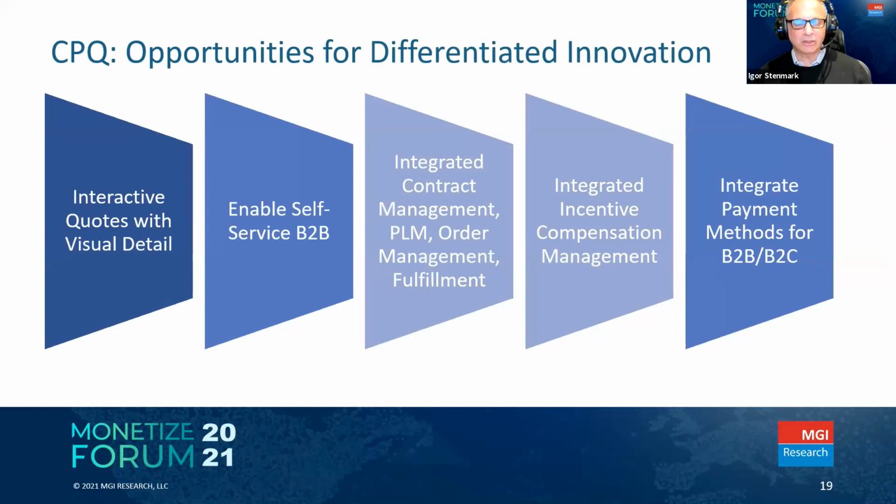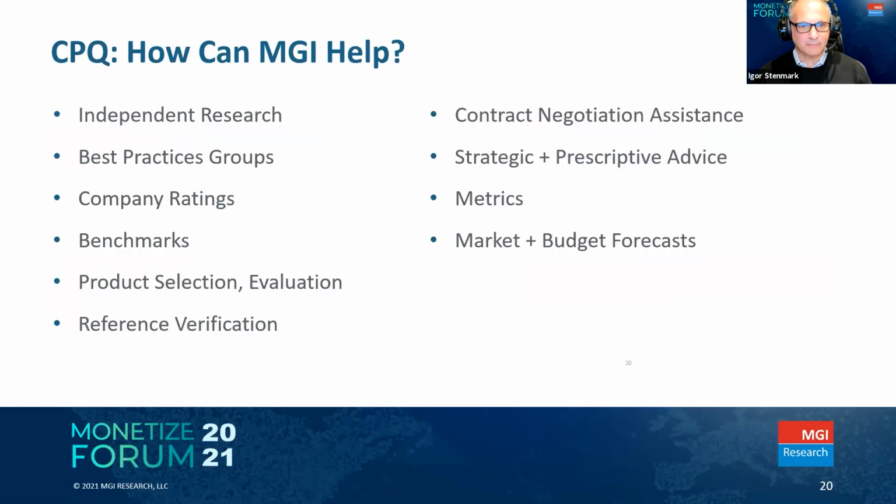Opportunities for differentiation. The question is, if everybody has CPQ, how can I make a difference here? It's going to come primarily through integration, we think, and also focusing on a few key areas like quote management, making things interactive. This is a pretty good area of opportunity to really set your business apart.